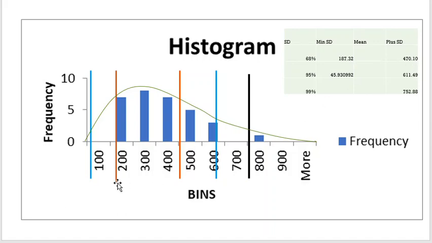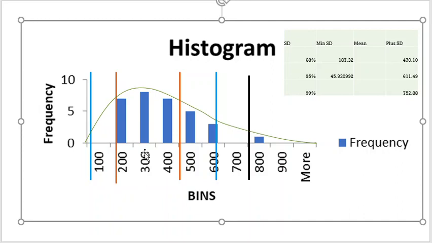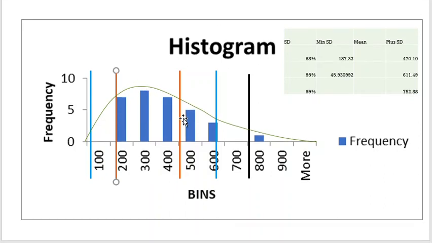So here's my one standard deviation below the mean. I didn't put the mean in, but the mean should be right here in the middle somewhere. So this is one standard deviation below the mean. This is one above the mean.